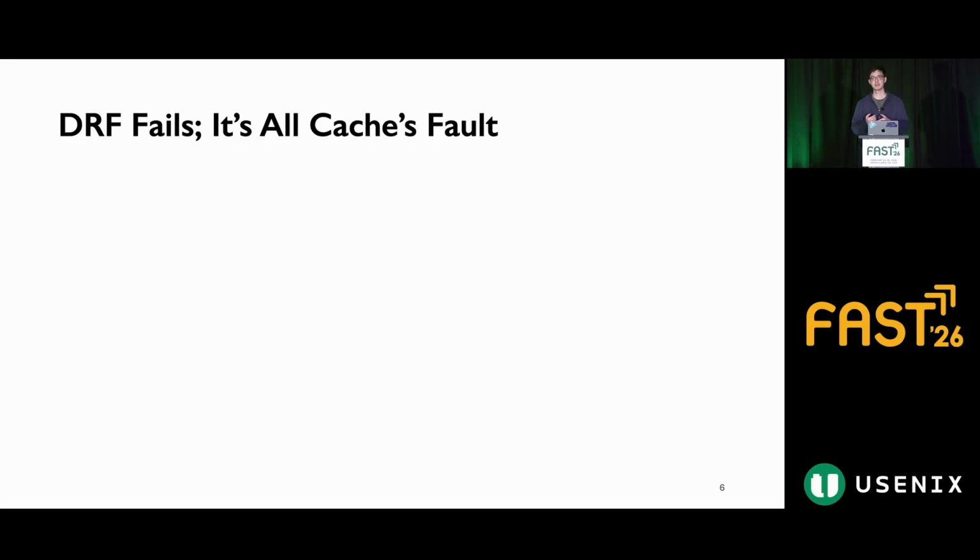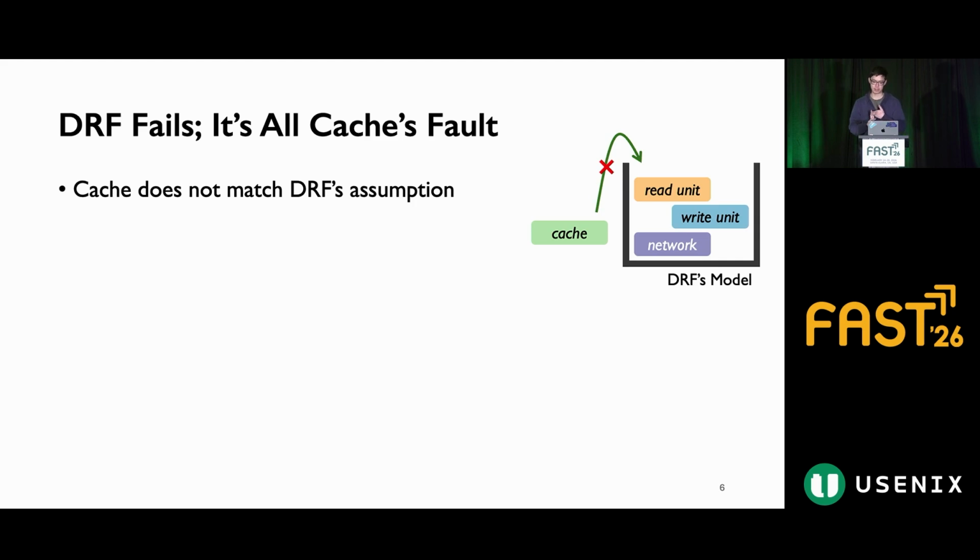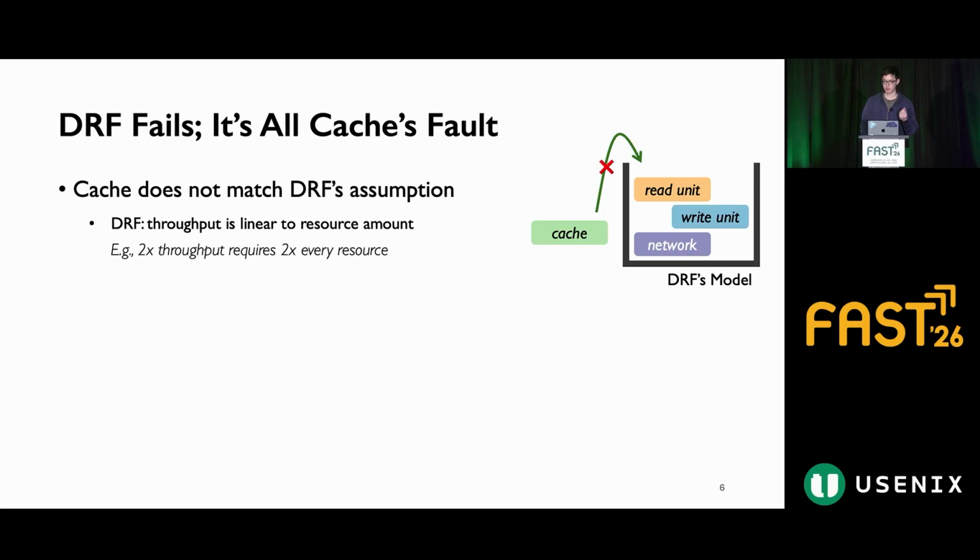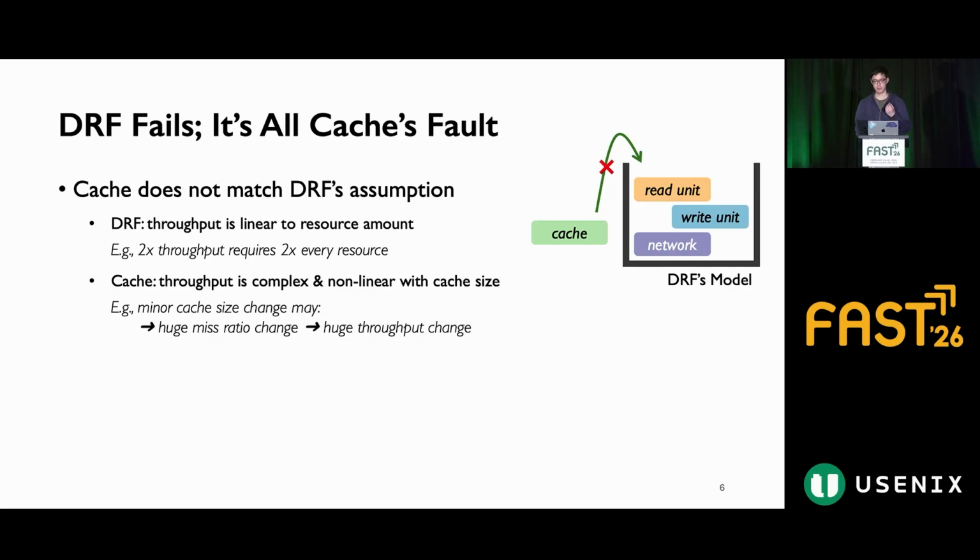So it turns out that DRF fails to solve our previous sharing problem because of cache. So first, cache itself does not really fit into DRF's model. DRF generally assumes that the throughput a tenant could achieve is linear to the resource that was allocated. For example, if I want twice the throughput, I need twice the read units, twice the write units, twice the bandwidth. But cache is much more complex. Cache presents a complex and nonlinear relationship between throughput and cache size.